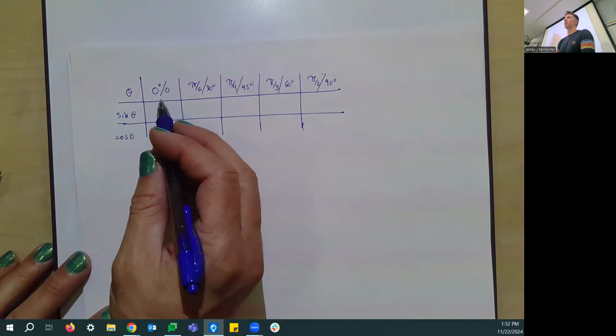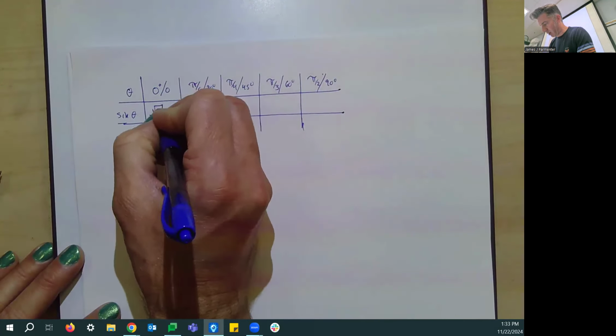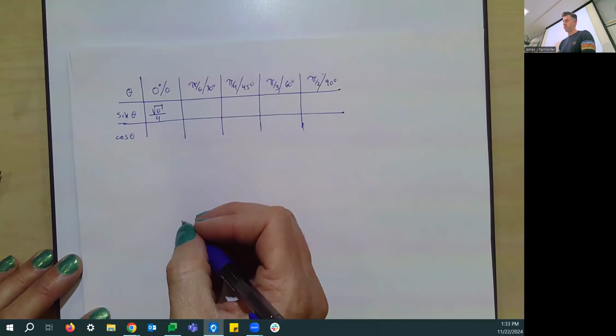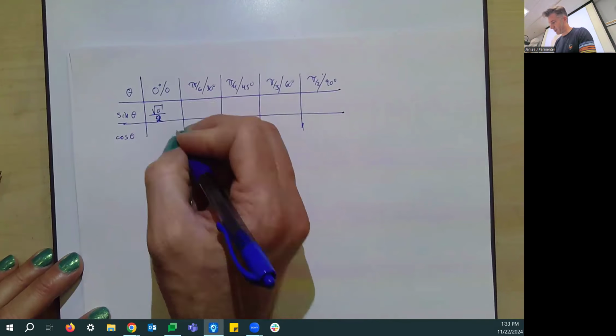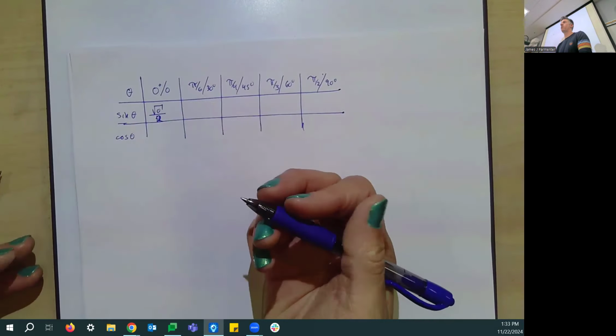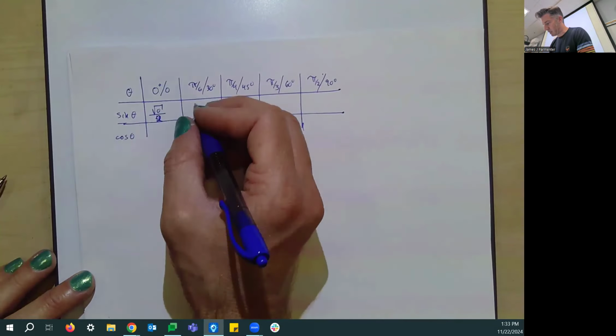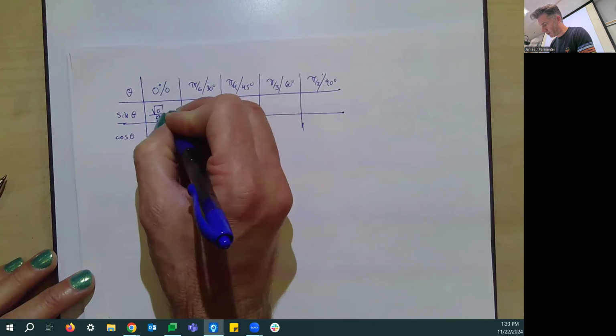Sine of 0 is 0, but I'm going to write it as the square root of 0 divided by 2. Is 4 the right number? No, I think 2. Sorry about that. Which is 0, right? The square root of 0 is 0. 0 divided by 2 is 0. But then sine of pi over 6 is the square root of 1 over 2, which is equal to 1/2.